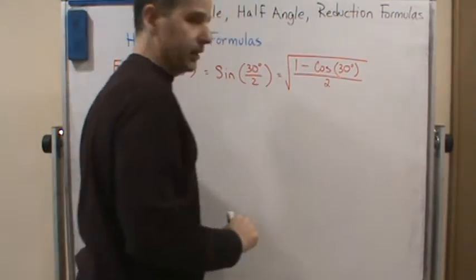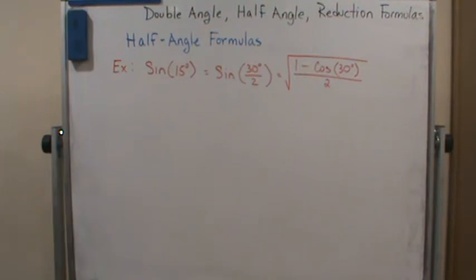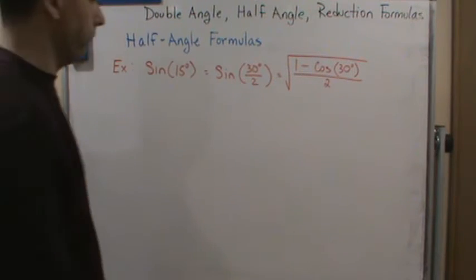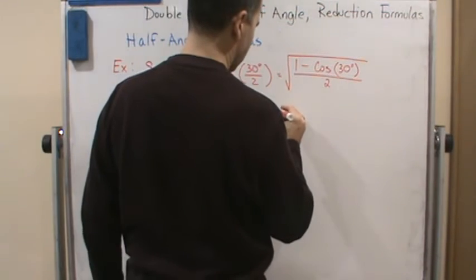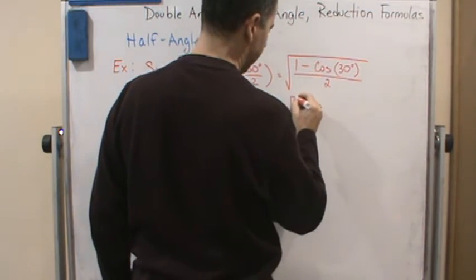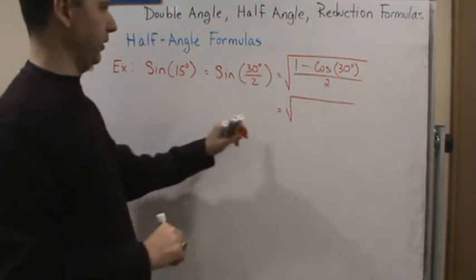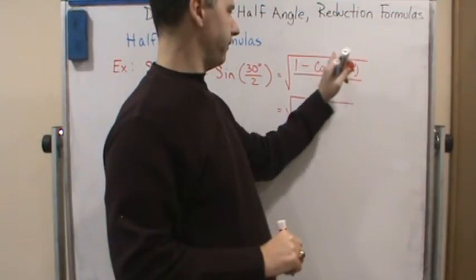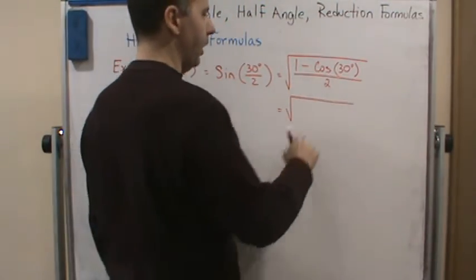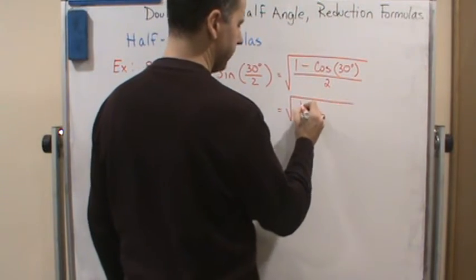cosine of 30 degrees. Do we know the value of cosine of 30 degrees? Absolutely. So let's put it in. Don't leave it at 30 degrees if you know it. They want the exact answer, so we're not done. We need to get this into an exact answer. So what's cosine of 30 degrees?